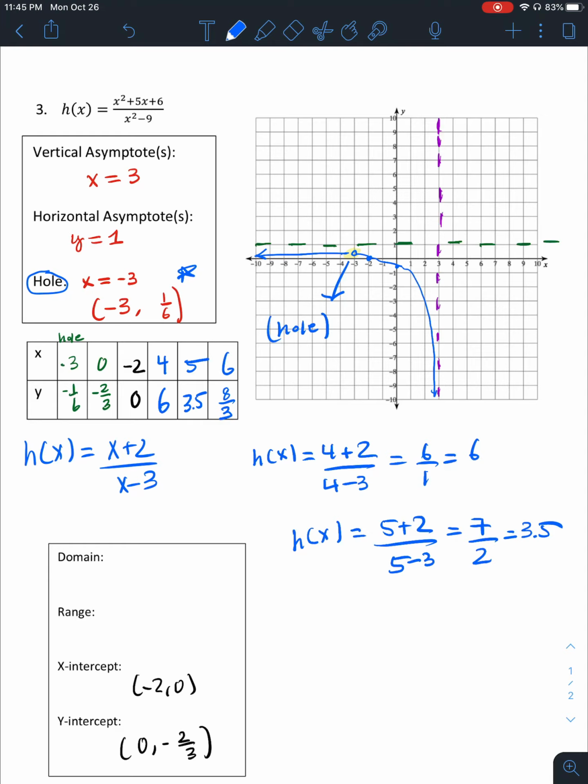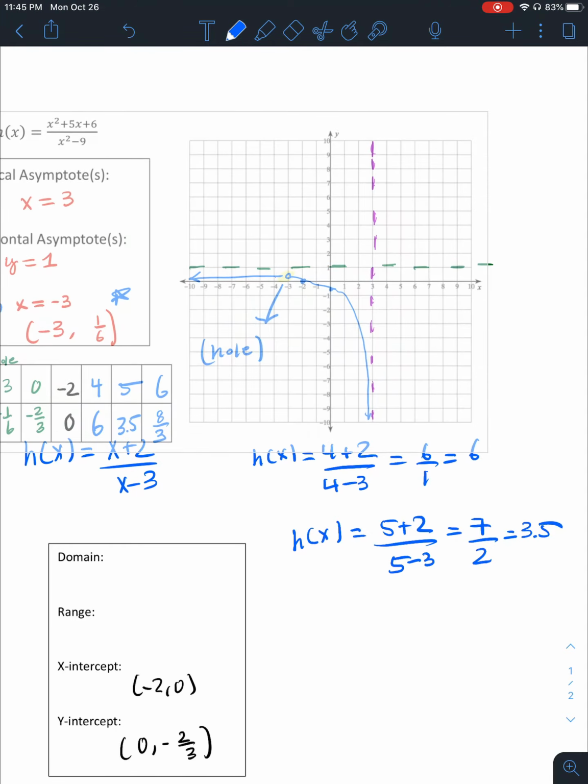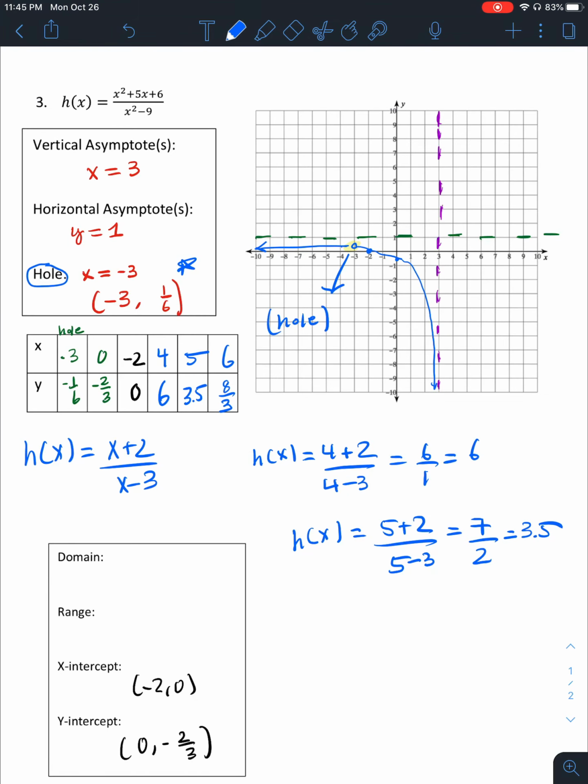So you kind of just pick some points to get a general idea of what's going on in the graph. When I look at 4, I know that I'm going to have a point at 6. When I look at 5, I know that it's going down. And then 8 over 3 is 2 and 2 thirds, I believe. So all I know is that my graph is going down like that. So we have successfully graphed a rational function.